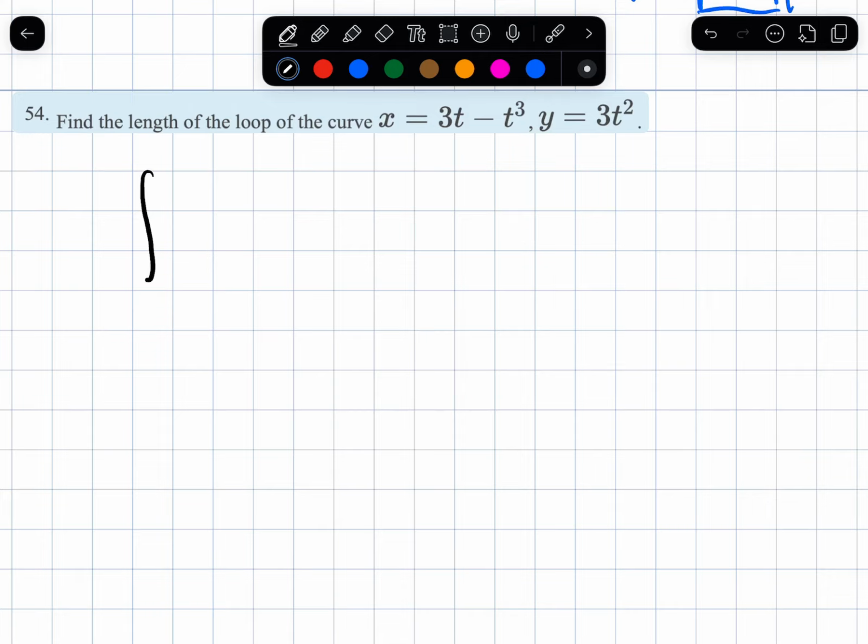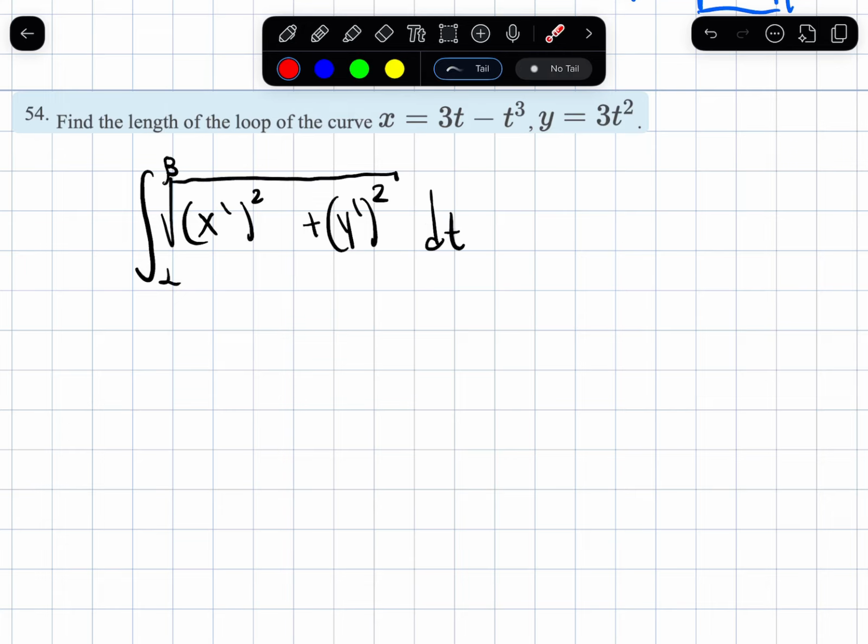So if you remember your formula for arc length, you're always integrating from alpha to beta, and that's x prime squared plus y prime squared. You're taking the square root of all that and integrating dt. So x is this, so it's fairly okay to find x prime using the power rule, and same for y prime. And then setting it up, you just put everything into the formula, take square roots, and everything is going to work out fine. The only issue you have is finding the limits of integration.